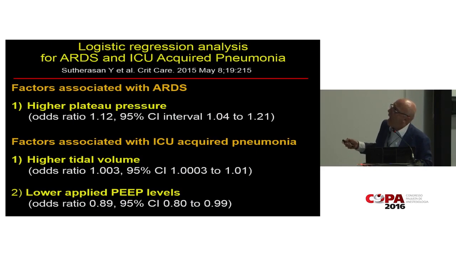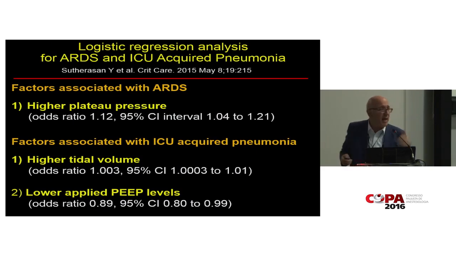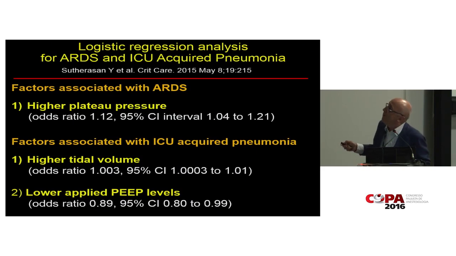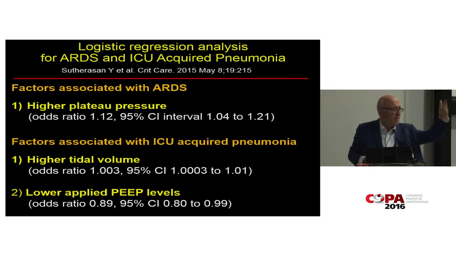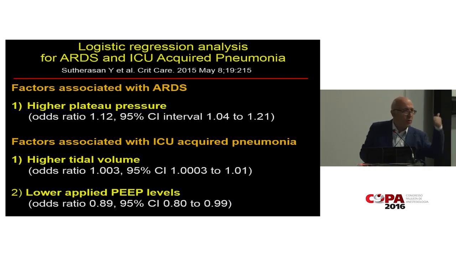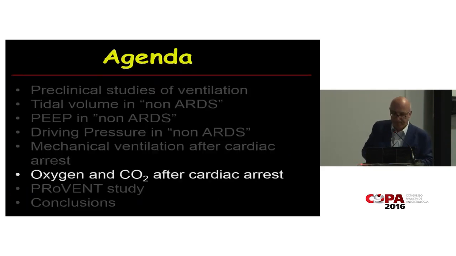We also found that the factor associated with ARDS development was markedly higher plateau pressure. So take care when the plateau pressure is higher than 16, 17, as this increases the risk. And ICU-acquired pneumonia was associated again with high tidal volume and lower applied PEEP level, lower than 5. So again, everything is matching also in cardiac arrest patients. Low tidal volume, low plateau pressure, and moderate PEEP level.